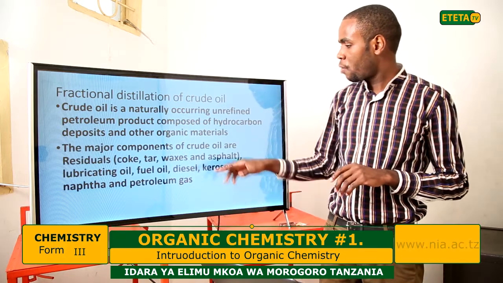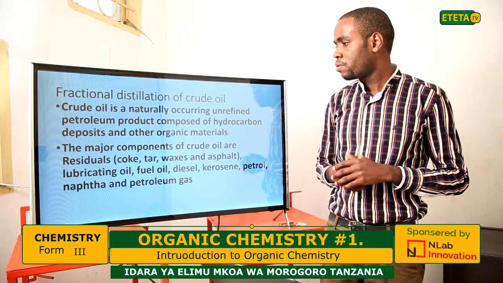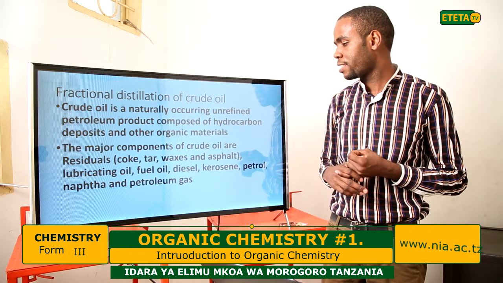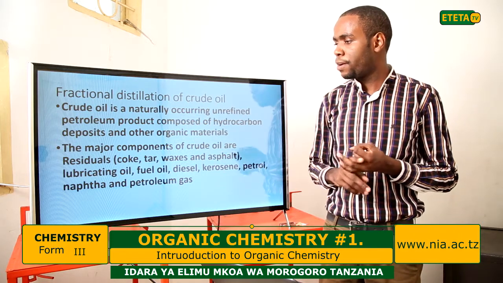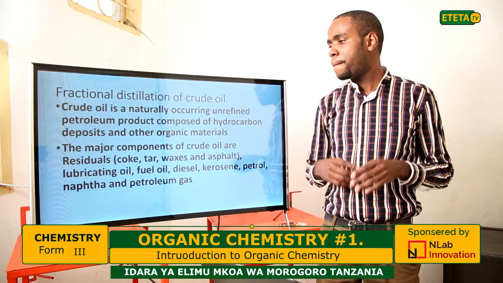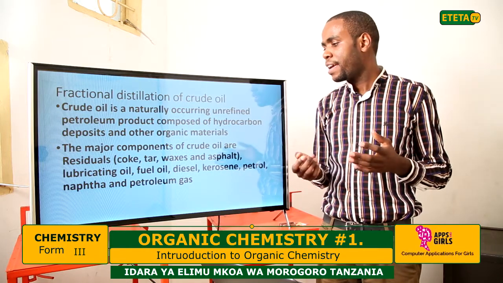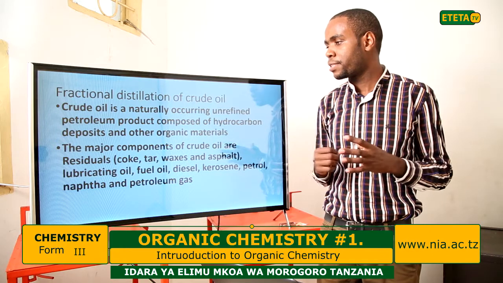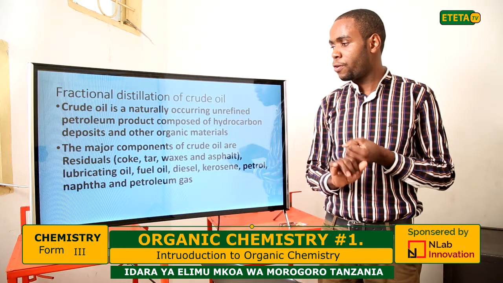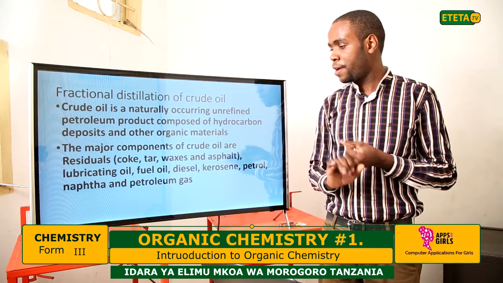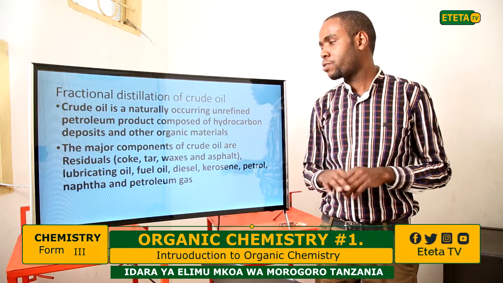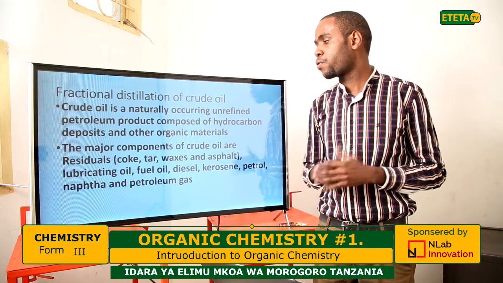The major components of crude oil include residue, which is coke, tar, waxes, and asphalt. These are residues. Then lubricating oil, fuel oil, diesel, kerosene, petrol, naphtha, and petroleum gas. So these are the major components of crude oil.